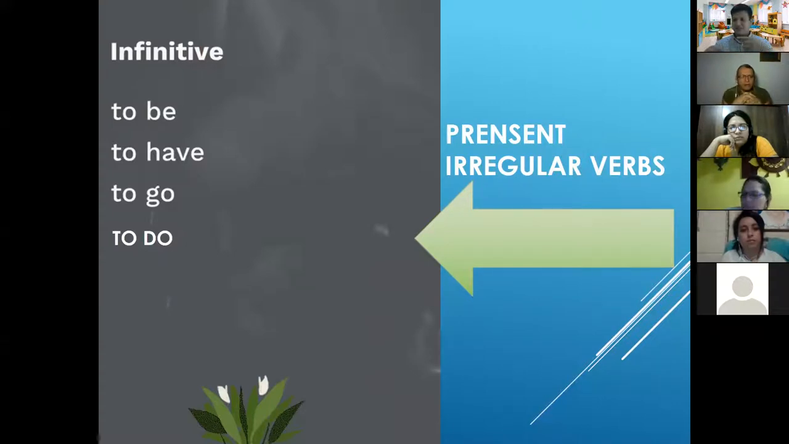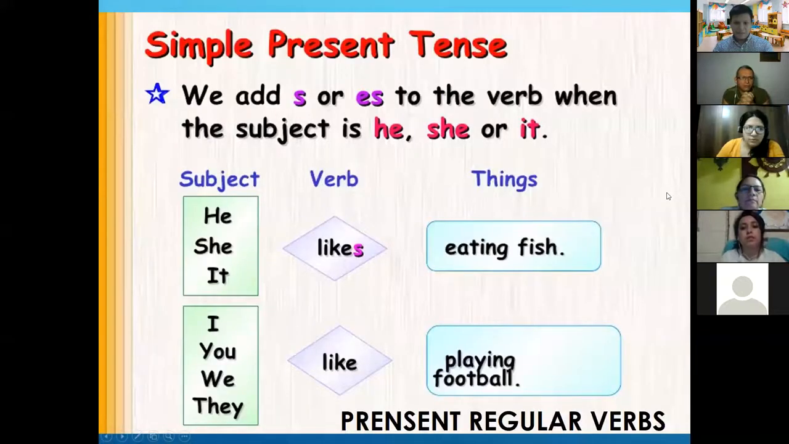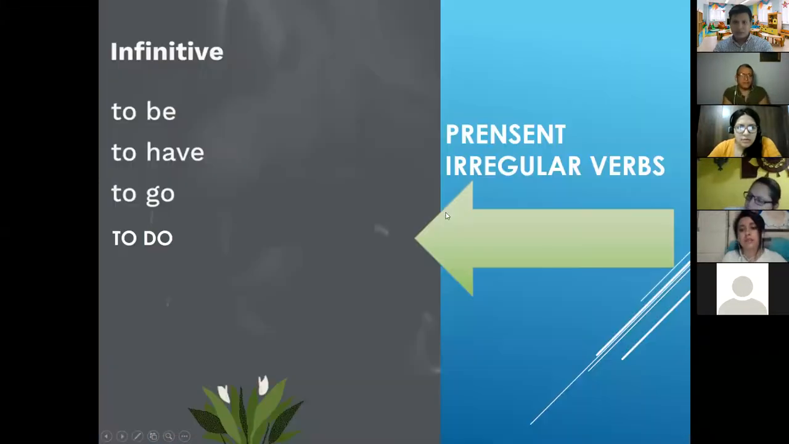Se cambia su escritura. Very good. Cambia casi totalmente. Ok, vamos al ejemplo para que ustedes me puedan entender. Tenemos like. Notice this one. Like, likes. Solo agregamos S con la tercera persona. ¿Este es un verbo? Regular. Okay. What happened with the irregular, as the word said? Como la palabra lo dice, irregular. Cambia totalmente. Tenemos the verb be.